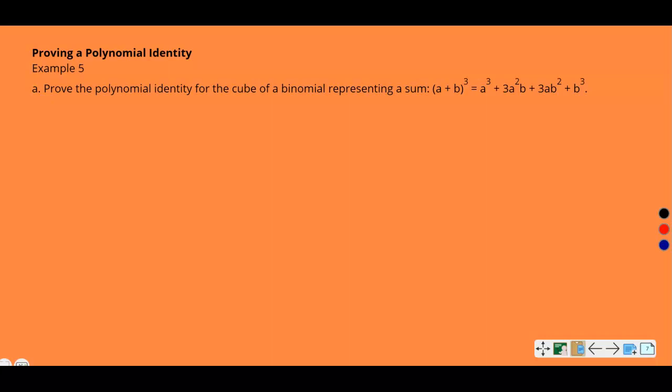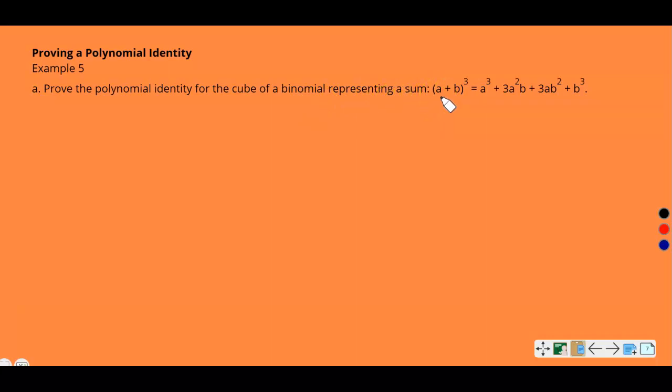We are still adding, subtracting, and multiplying polynomials. This is part 2, and we're on example 5. Example 5 says, proving a polynomial identity. Prove the polynomial identity for the cube of a binomial representing a sum.